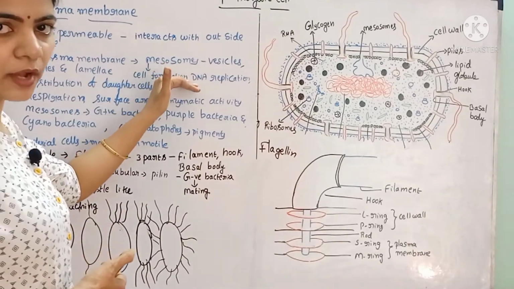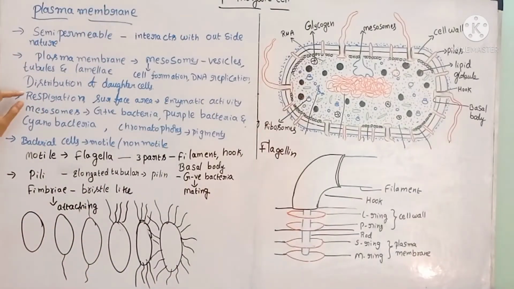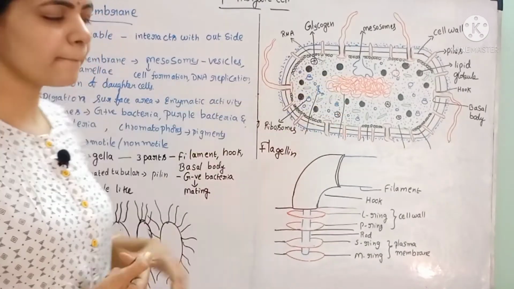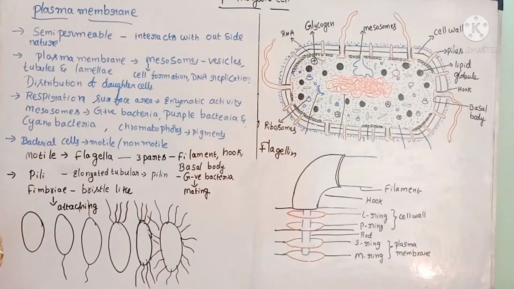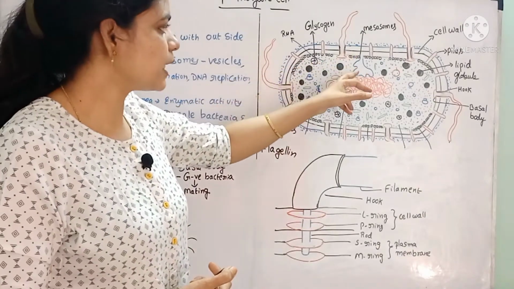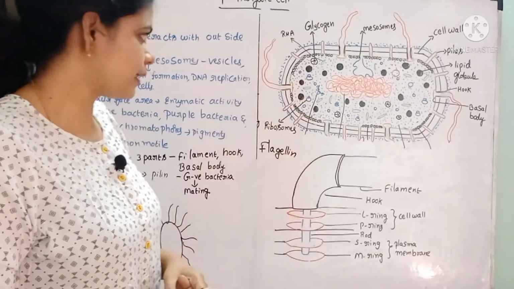Not only these functions, another important function of the mesosomes is that they help in the respiration process. Because of the respiration process the energy will be released, right? That respiration process is carried out by the plasma membrane invaginations called mesosomes. Because of these invaginations, the surface area for enzymatic activity for several reactions is increased.